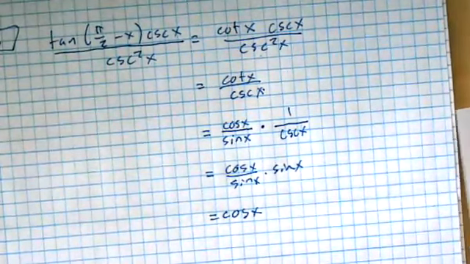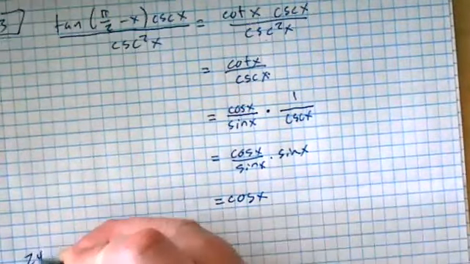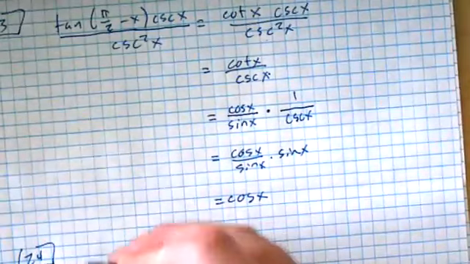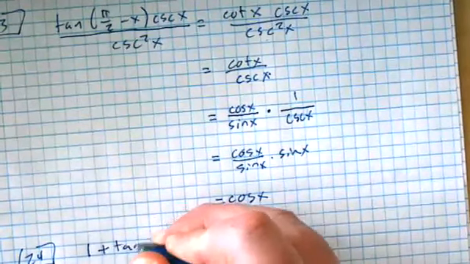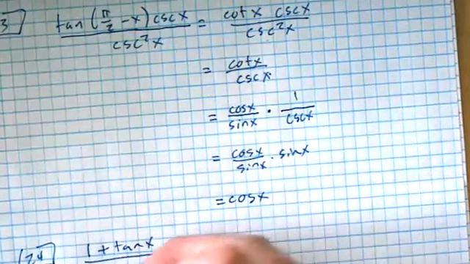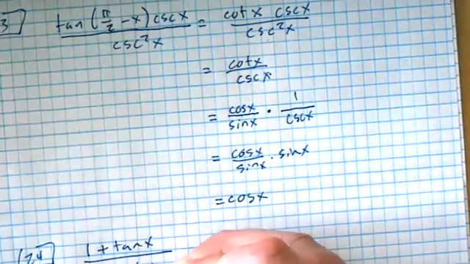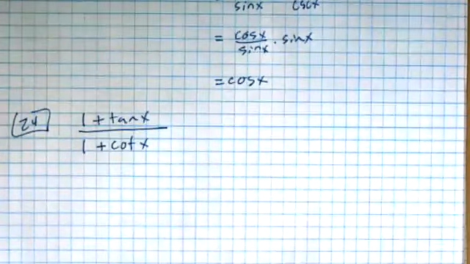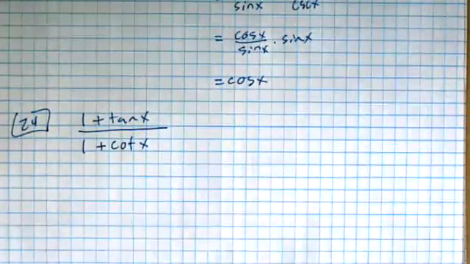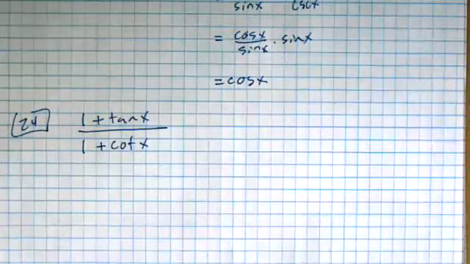All right, we could do 1 or 2 more. 24. One plus tangent x over 1 plus cotangent x. Yeesh. That looks fun. How do I want to tackle this? Anybody get anywhere with this? There's a couple ways I'm thinking about.